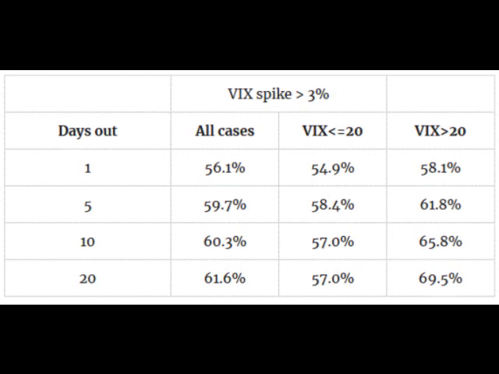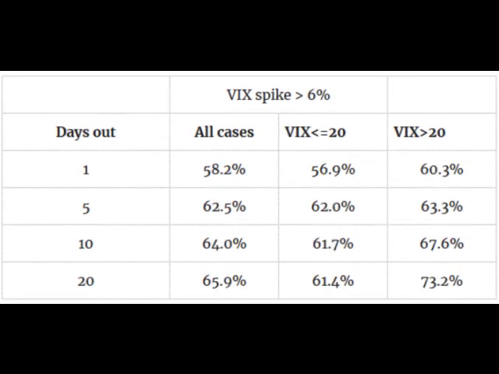We observe the following. The greater the spike, the stronger the mean reversion. For example, for all volatility regimes, 10 days after the initial spike of 3%, the VIX decreases 60% of the time, while after a 6% volatility spike it decreases 64% of the time.